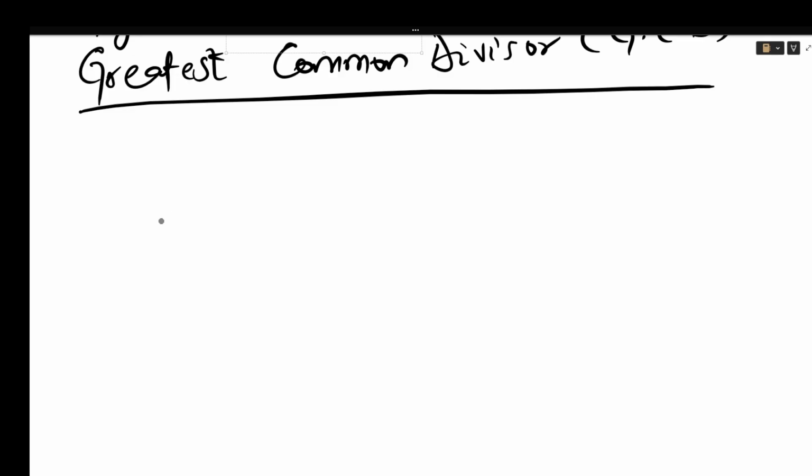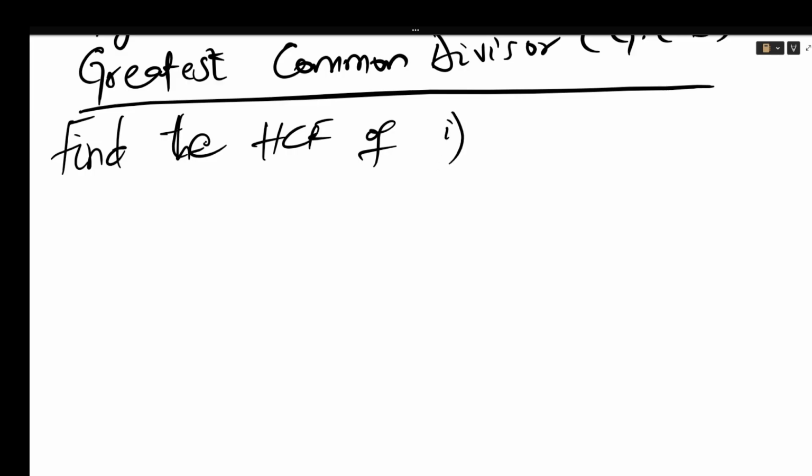So, for example, find the HCF of, let's say, 6 and 9. It could be more than two, so maybe 6, 9, 12 or any other number. Here we are just looking at 6 and 9. We want to find the highest common factor of 6 and 9.